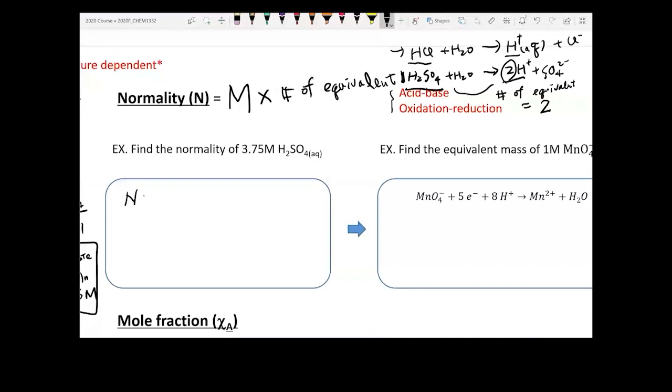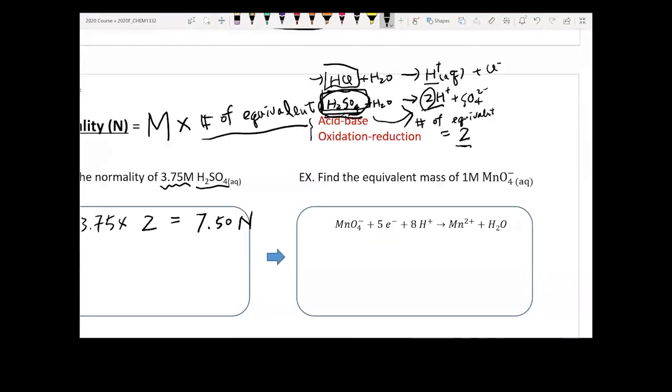Using this concept, you can solve this one very easily, because we know the normality is just the molarity, which is 3.75, times the number of equivalents. In this case, the number of equivalents is equal to 2, right? Then you know the answer will be 7.50 N. So that's how you calculate the normality.